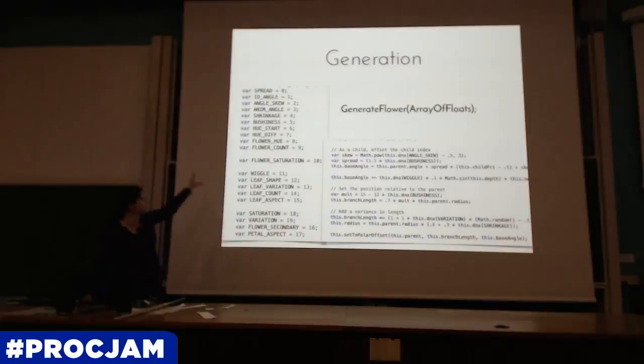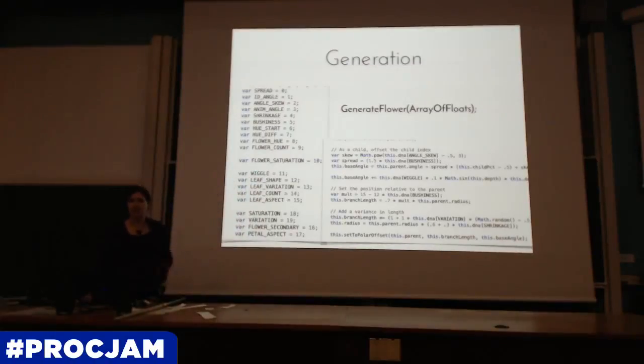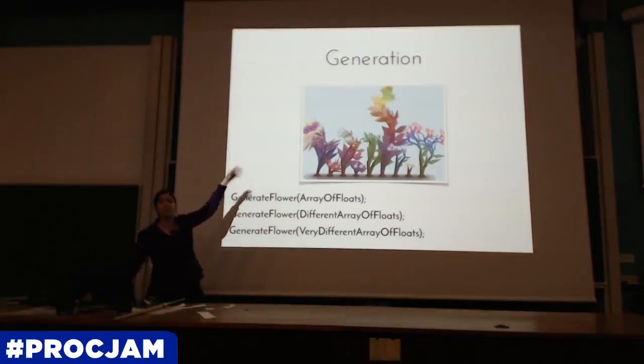This is what it actually looks like, which is fairly hairy code. But the most important thing is that we have this little module that can take an array of floats and make a flower. And once we have that, we can do some cool stuff. So imagine we can generate a flower from a slightly different, or from a very different array of floats. And that gives us a whole space of flowers.